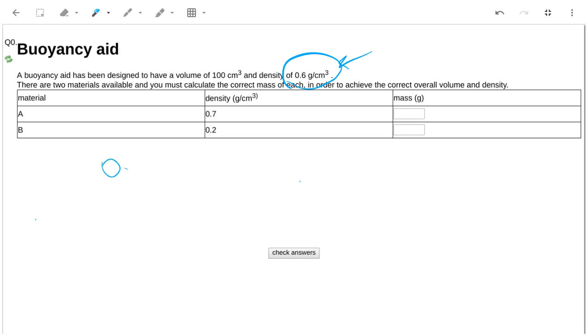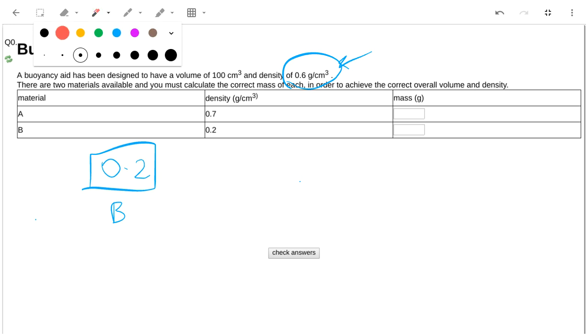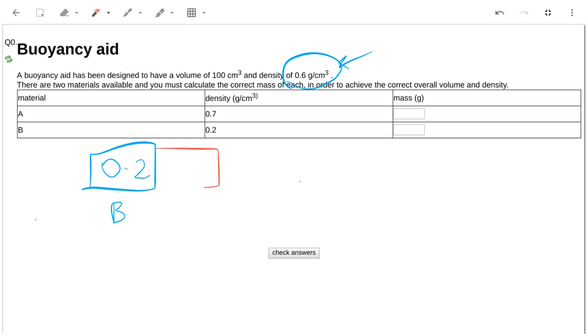So let's say we have a fixed volume. Let's call it 1 centimeter cubed or something. At the moment, with just B, the average density is clearly 0.2. So we need to get it higher. Let's try adding a little bit of A.